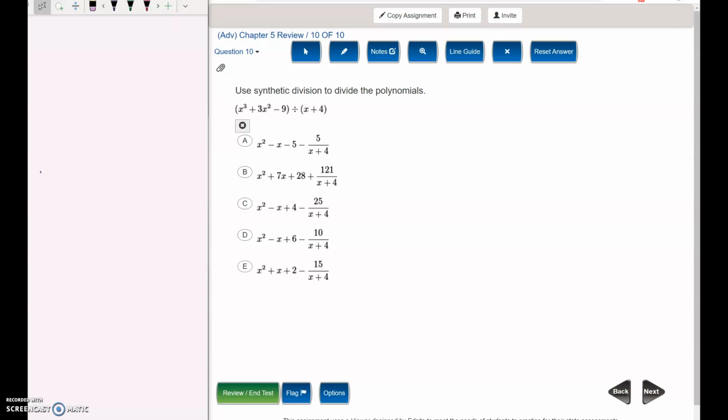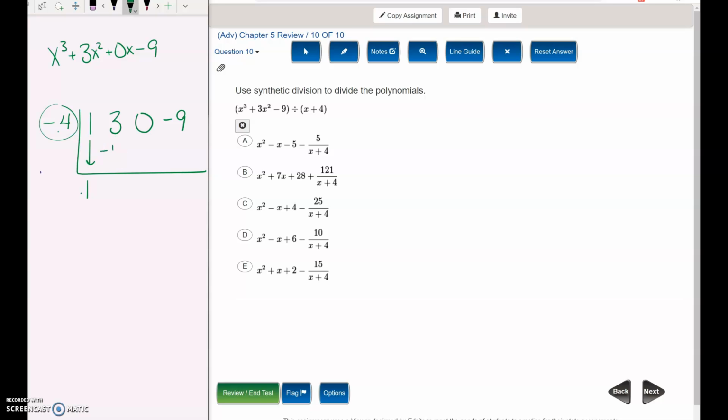Synthetic division is going to be super, super, super important that you check for a missing term, and we do have a missing term. So this is really x to the third plus 3x squared plus 0x minus 9. So we're going to use 1x to the third, 3x squared, 0x, and negative 9. We're going to divide that by x plus 4, so we put a negative 4 in front of the synthetic division. Drop your first number down. We multiply to put the number here, and then add. Multiply, add, multiply, add.